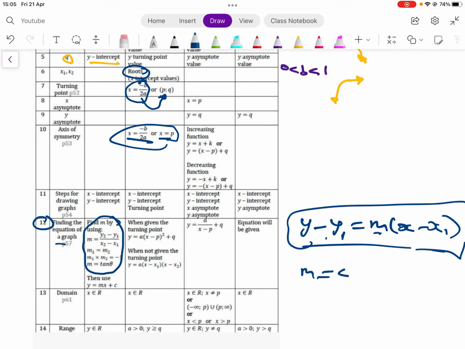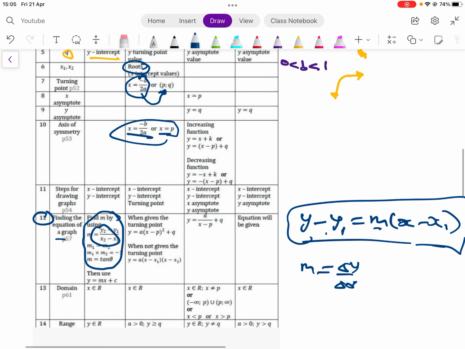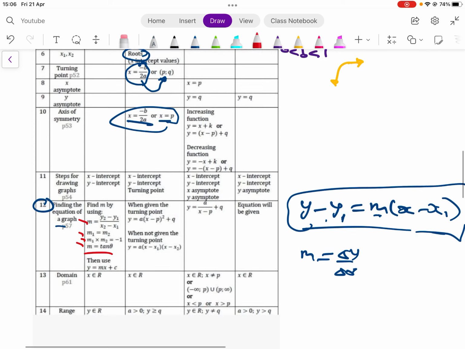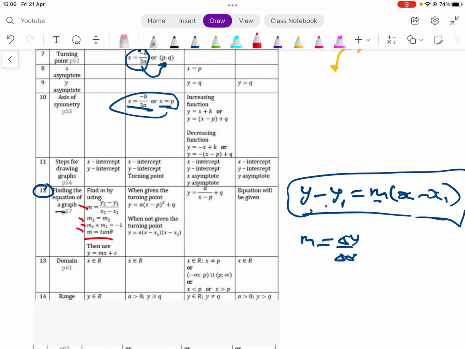Remember that m is the change in y over change in x as demonstrated here. Sometimes they tell you about lines being parallel or perpendicular to each other, or maybe you're given the angle of inclination of that line. You can just use these different steps like here, if you remember. Nonetheless, these are just the things that you can use. If you aren't that familiar with them at this point, we'll do a couple of examples, then you'll be fine. And what else do we need to know about?